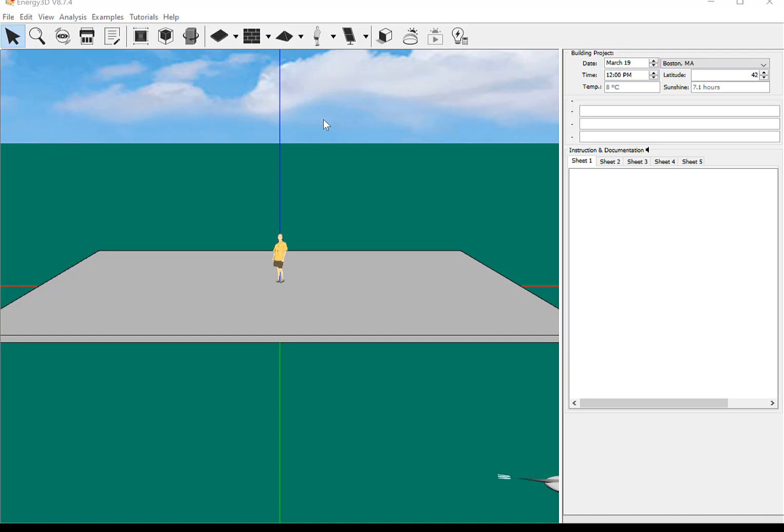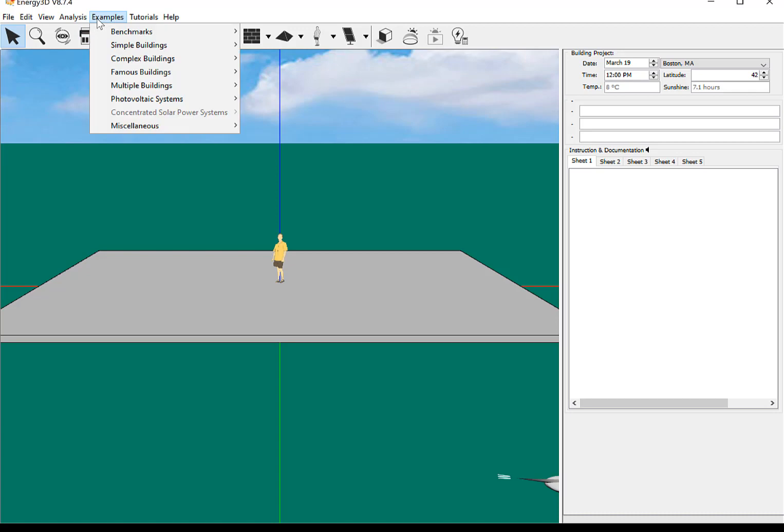Okay, so in this video, we're going to look at a few more features that we're going to mess around with in Energy 3D. The first one that we're going to mess around with is looking at how we can change some of the values for a specific house.